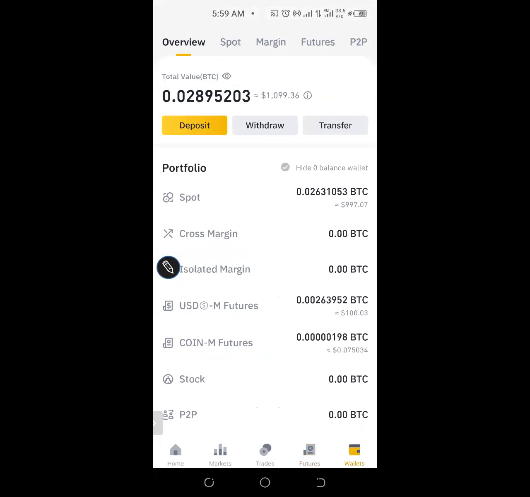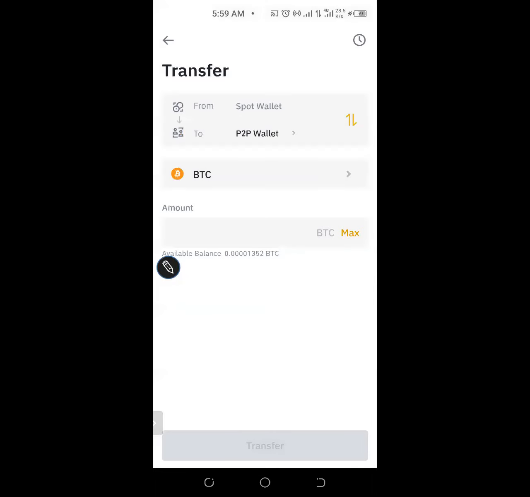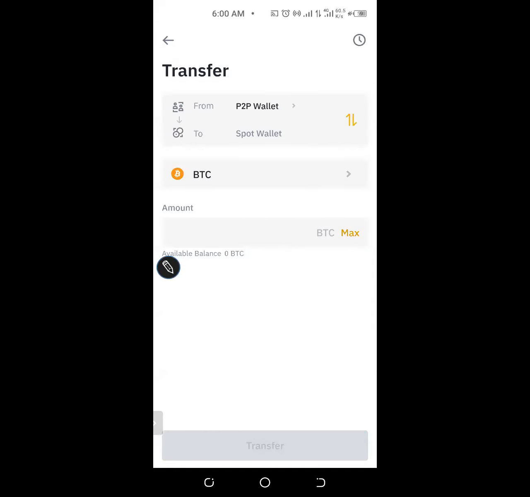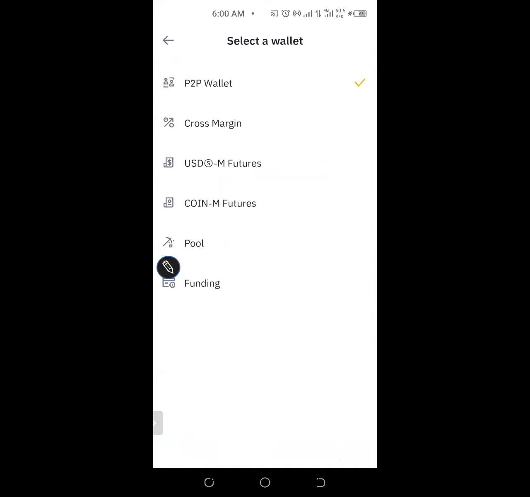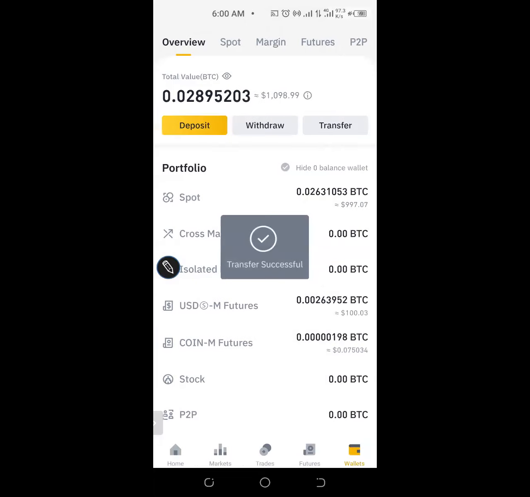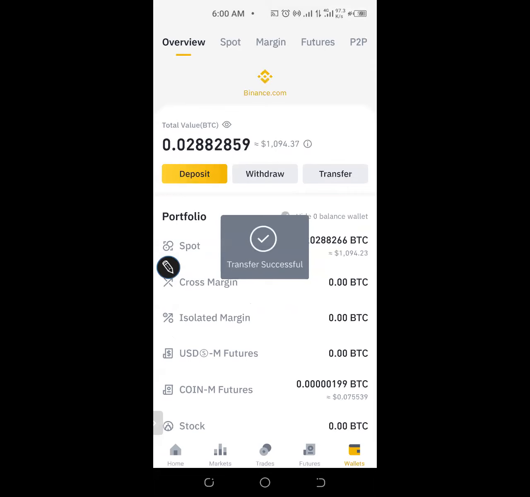So if I want to transfer my money back from futures to spot, I just need to go to overview and take transfer. On that transfer, just click this wallet, click this arrow, and let it interchange the boxes. In the first box now, you can select USDT and futures. You can take max and then do your transfer. So I have all my money back in spot.